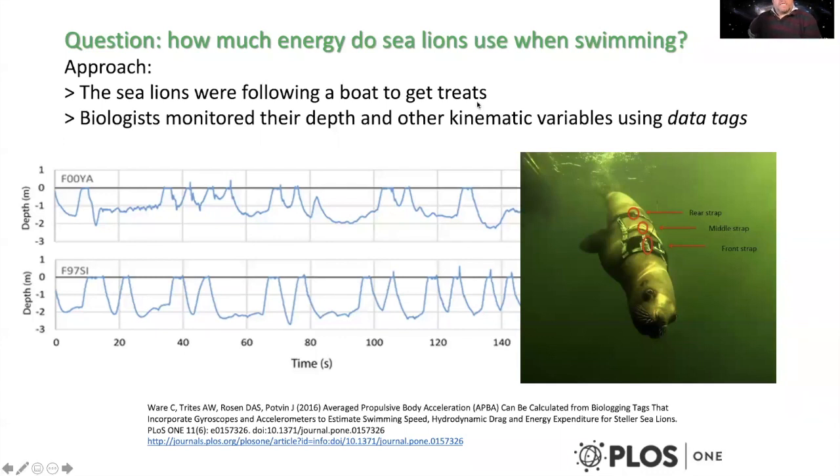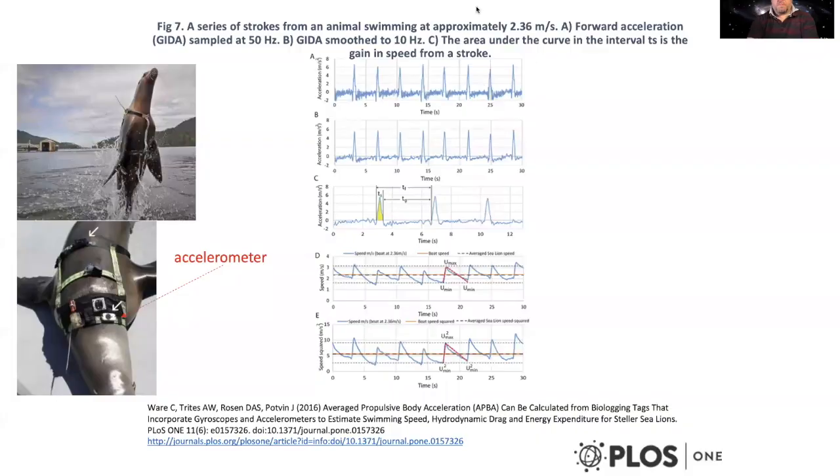One example is a study that was done by one of my colleagues here at SLU. They looked at how much energy sea lions use when swimming. They attached to a sea lion one of these harnesses, and then the harness could track depth and also acceleration and velocity. So as the sea lion was swimming through the water, they could record this data with an electronic device. This device would send information back to the boat, and then they could get acceleration as a function of time.